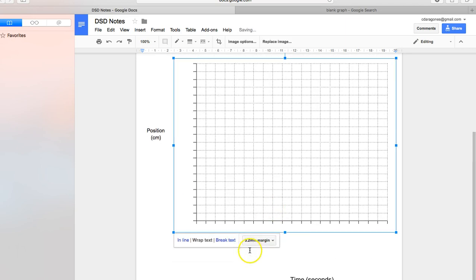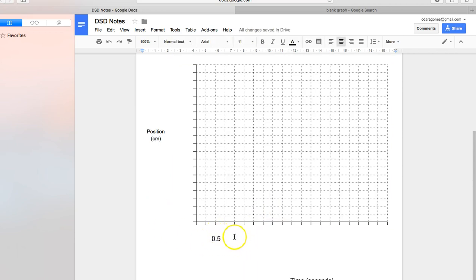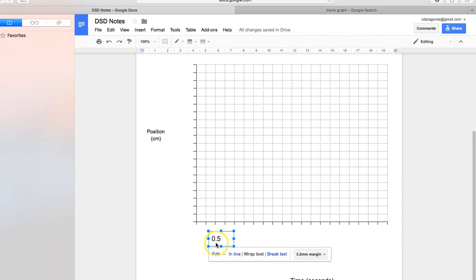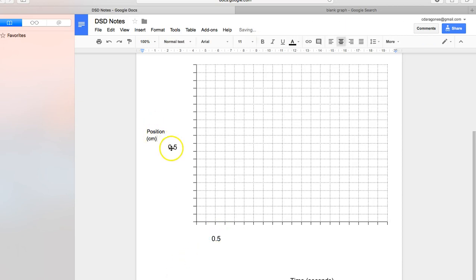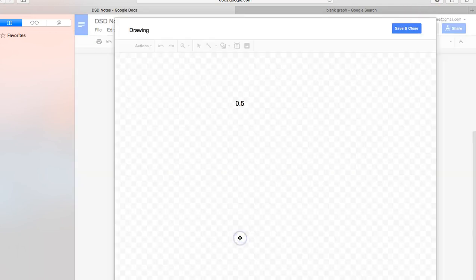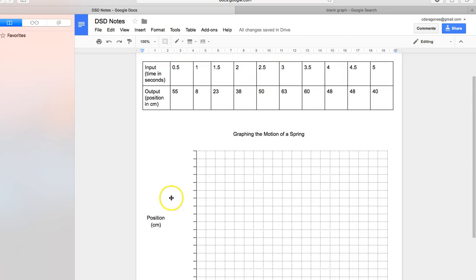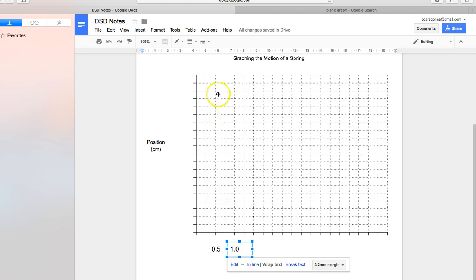Okay. So every two tick marks is 0.5 seconds. So then the next one right here will be 1.0. And so on and so forth till you have 5 seconds. And then you're just going to take your data table and you're going to graph. And I notice, okay, at 0.5, I'm at 55.